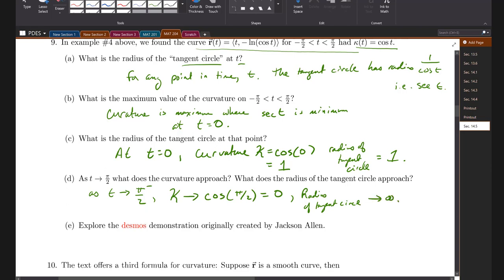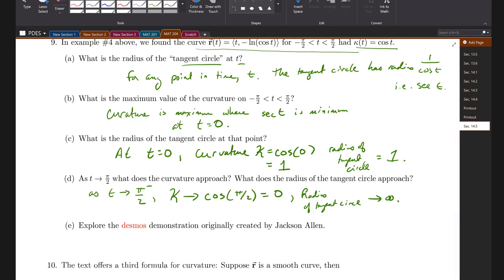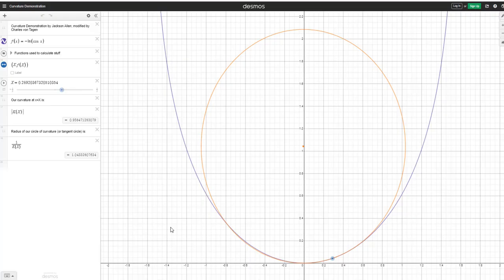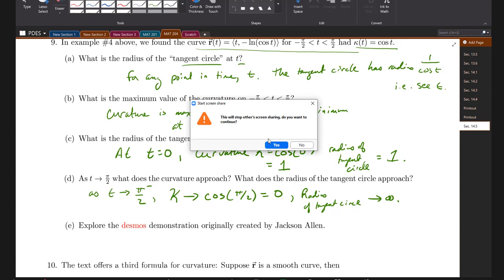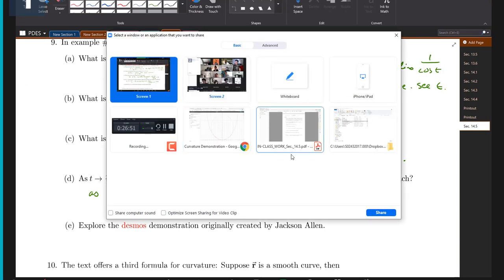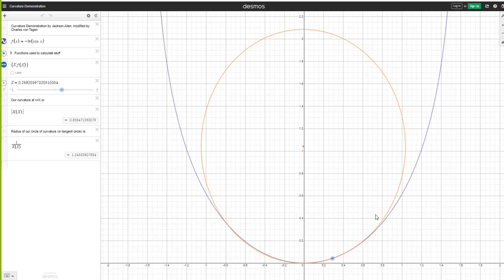Okay, so to explore that, we can click on this link. Let me go ahead and set that up real quick. So folks, let me swap this out real quick. I want to share this screen. Sorry for the delay. Okay, so here I've made a Desmos application, or I modified it, somebody else made it, so that it would show the tangent circle at any particular point. So here was our curve, and here I've just graphed it in 2 space.